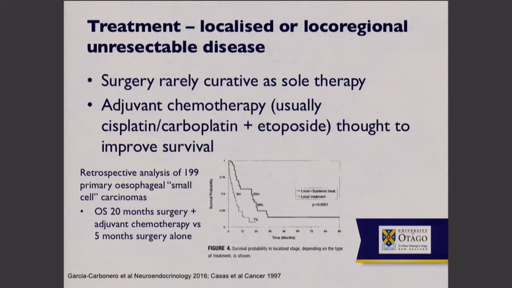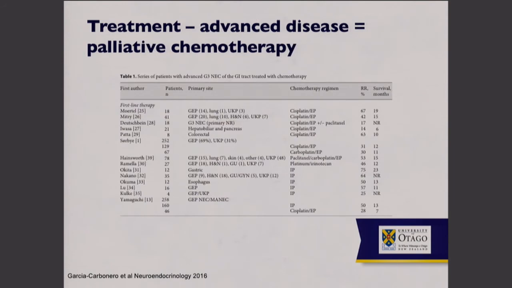And if you did surgery alone, then there was an overall survival of only 5 months. This is a retrospective analysis from a number of years. And if chemotherapy was added, then that prolonged the overall survival to 20 months. And so that's the evidence that we've got as to why we would use it in the adjuvant setting. This is the evidence that we've got in the metastatic setting, and so these are case series.